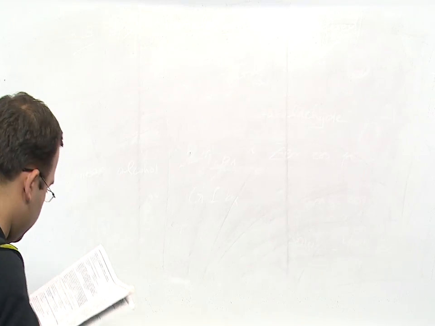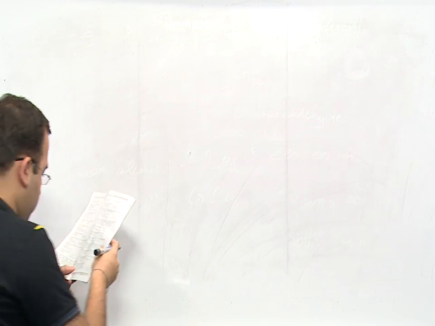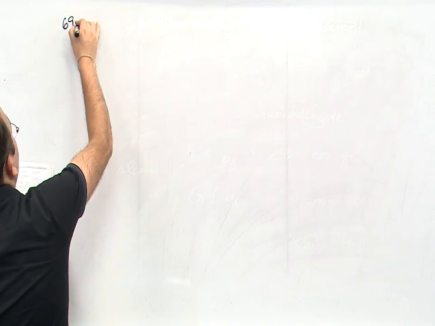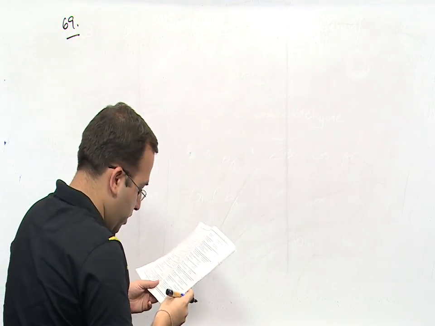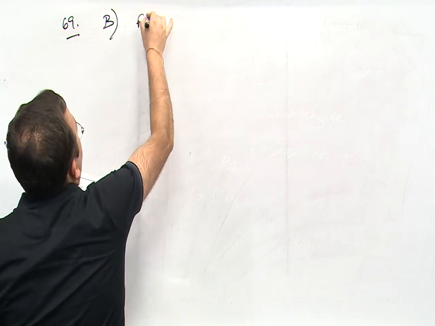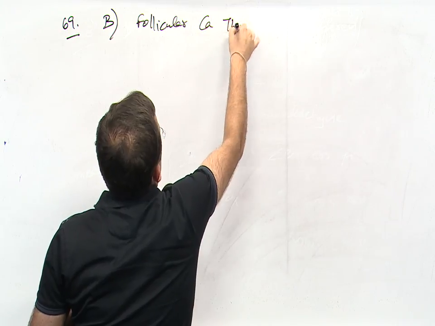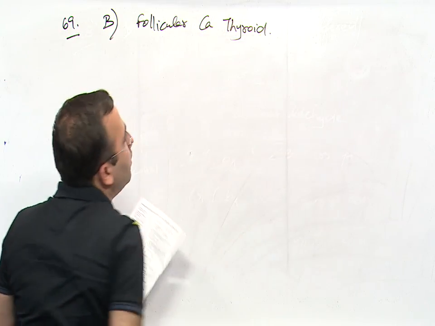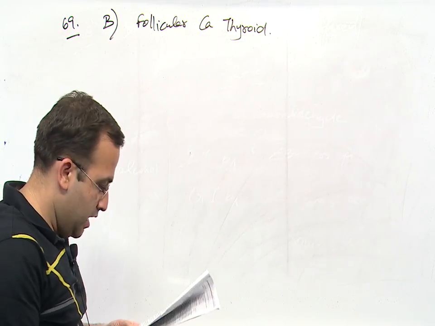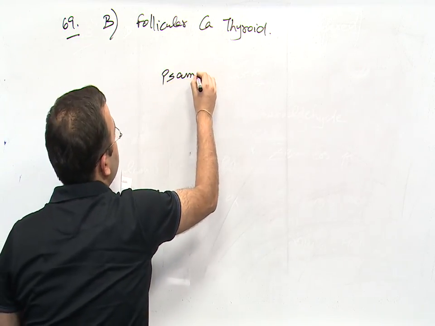Next. This gets us to the next question, that is question 69. Seminoma body is not seen in follicular carcinoma thyroid. This is easy. So let us have a look at seminoma bodies.